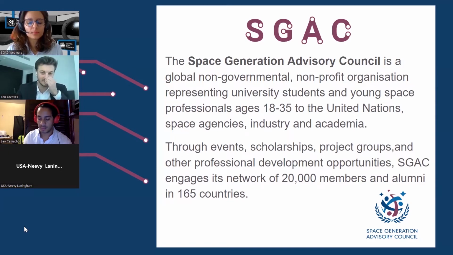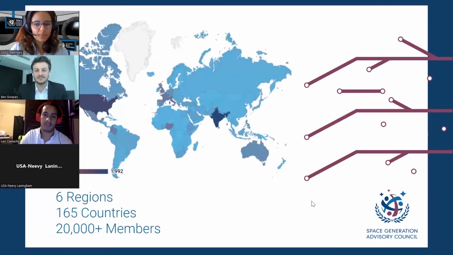And on the next slide, you can see that we're involved in many different parts of the world. Can you go to the next slide? Yeah, so we're in all 6 regions, 165 countries, and over 20,000 members. And so we're really in every part of the world, and we're continuing to look to spread out, especially with this event, into the Asia Pacific region.